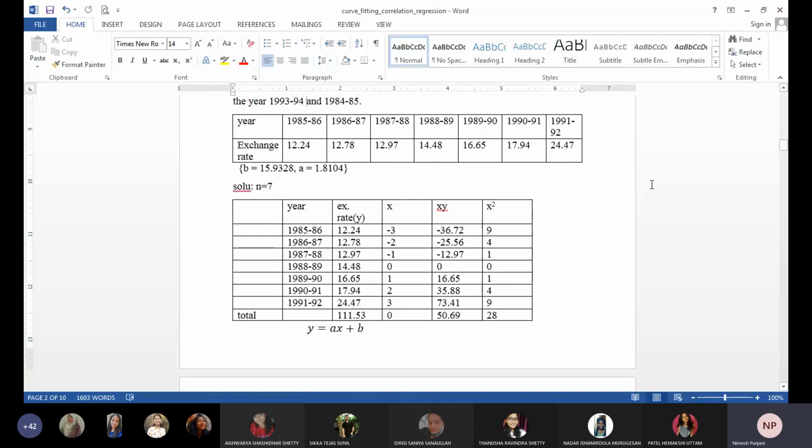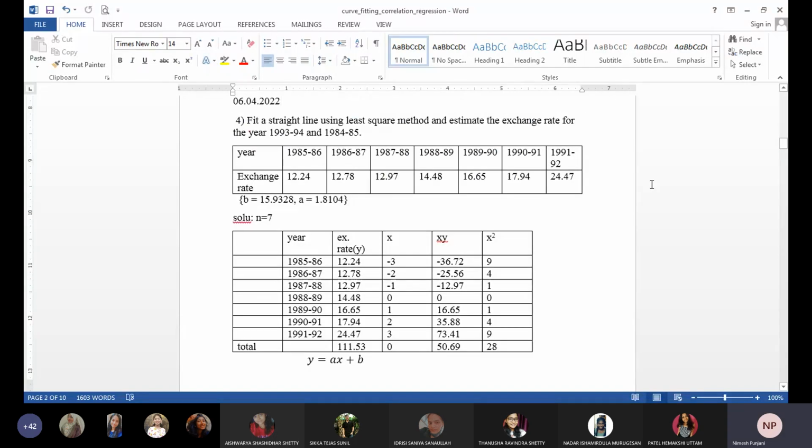So till this it's clear? If yes, then we can go to the next part in this example. Next part, what it says, we have to find out the exchange rate for the year 93-94 and for the year 84-85. तो पहले हम लोग 93-94 के लिए करेंगे.